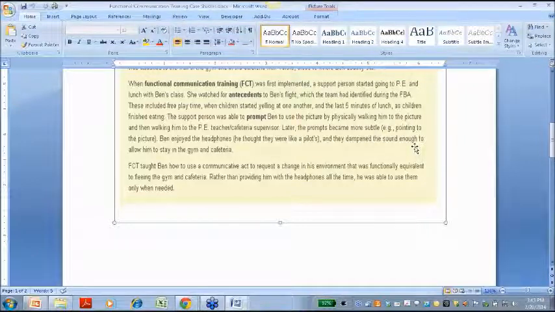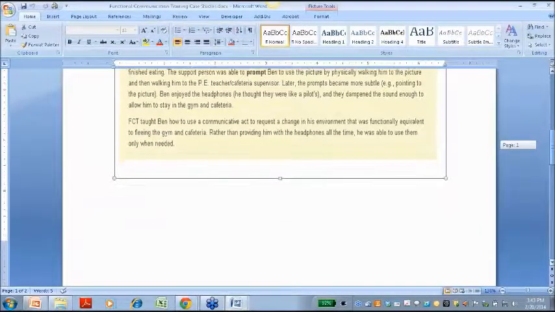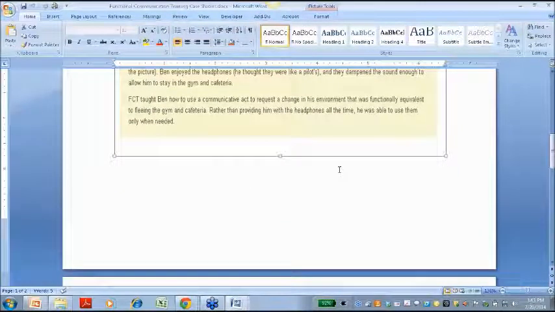The support person was able to prompt Ben to use the picture by physically walking him to the picture and walking him to the PE teacher or cafeteria supervisor. Later, the prompt became more subtle, pointing to the picture, and Ben enjoyed the headphones. He thought they were like a pilot's, and they dampened the sound enough to allow him to stay in the gym and cafeteria. Functional communication training taught Ben how to use a communicative act to request a change in his environment that was functionally equivalent to fleeing the gym.